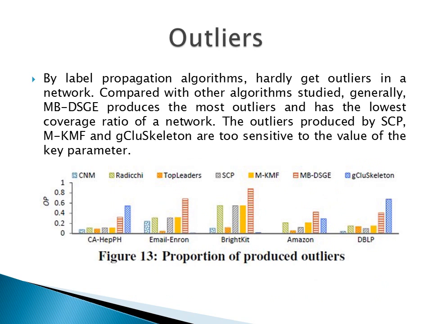The next metric is outliers. In Figure 13, we see the proportion of produced outliers. By label propagation algorithms, we hardly get outliers in a network. Compared with other algorithms studied, generally MBDSGE produces the most outliers and has the lowest coverage ratio of a network. The outliers produced by SCP, MKMF, and Skeleton are too sensitive to the value of the key parameter.